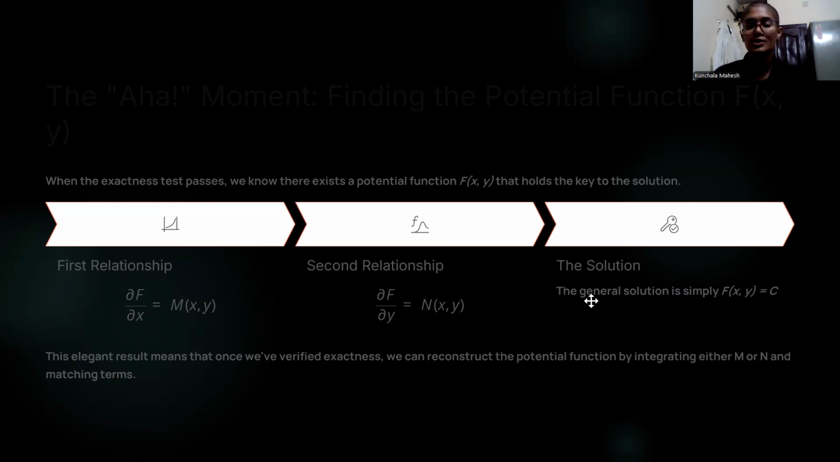The first relationship, the second relationship, and the solution. Coming to the first relationship, ∂f/∂x equals M(x,y). The second relationship is that ∂f/∂y equals N(x,y). And finally the general solution is simply f(x,y) equals c. This elegant result means that once we have verified exactness, we can reconstruct the potential function by integrating either M or N and matching terms.